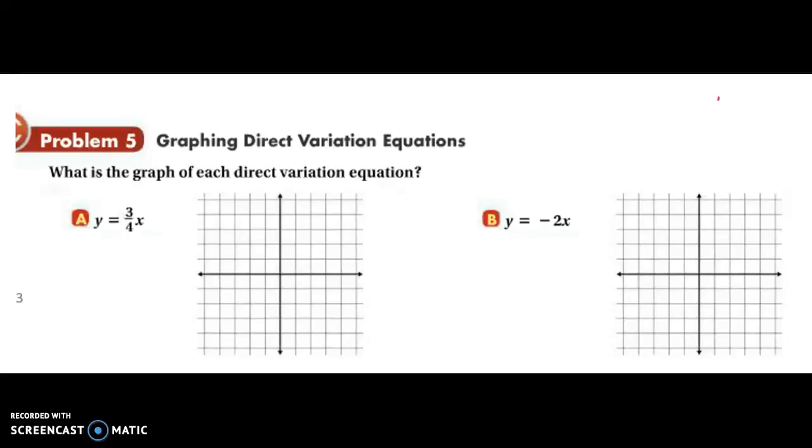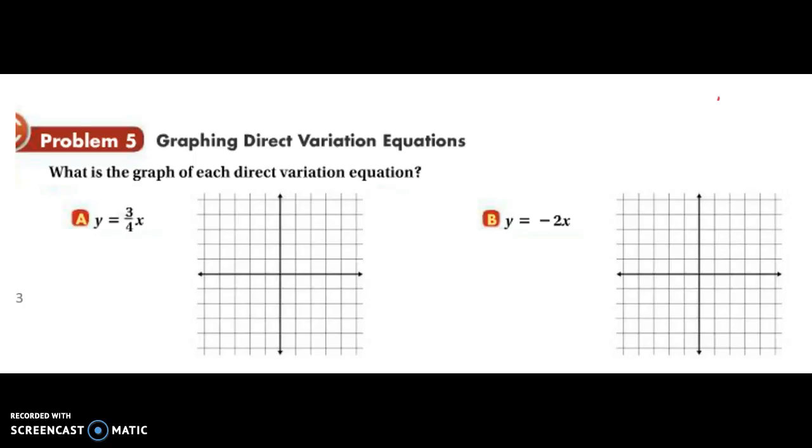This is our final video for section 2.2, and we're talking about direct variation. Think about the things we've done already. We could look at a table and decide if it's direct variation. We could look at an equation. We could use proportions to solve direct variation, and we can use direct variation to solve real-life word problems.